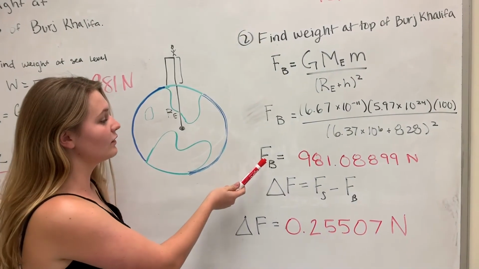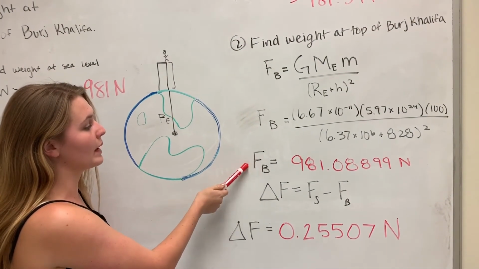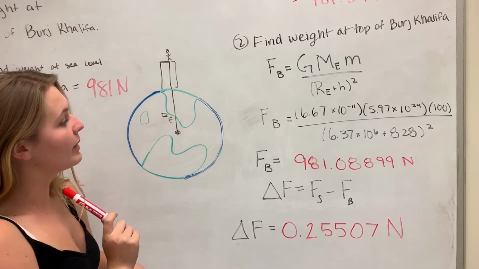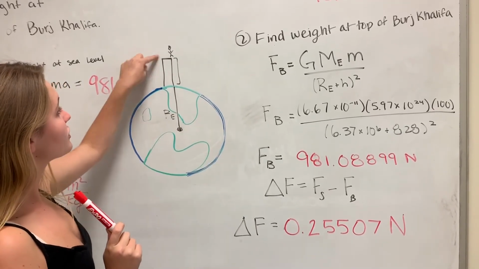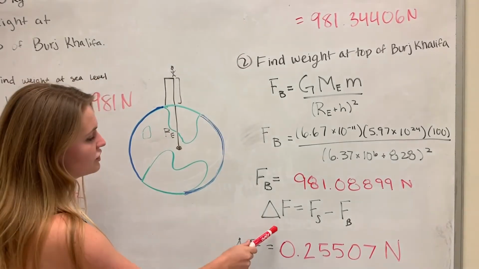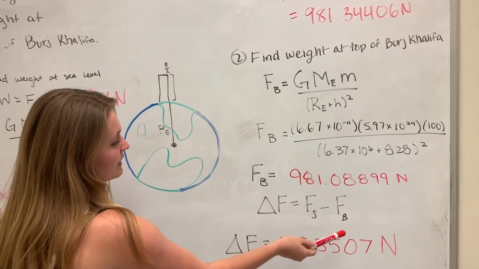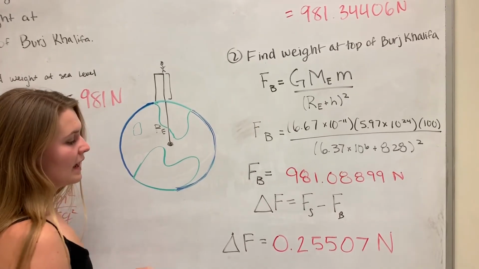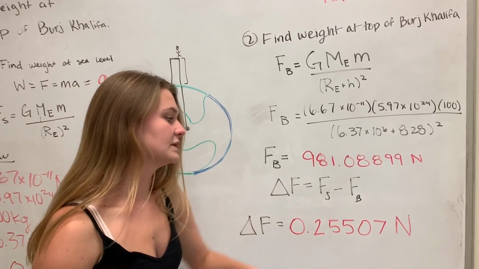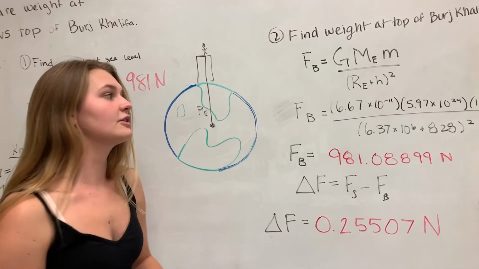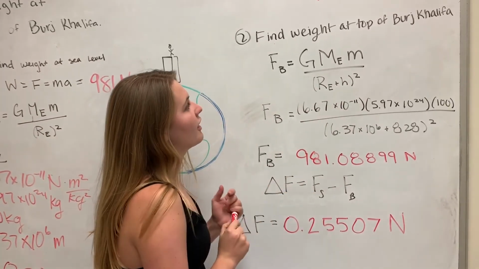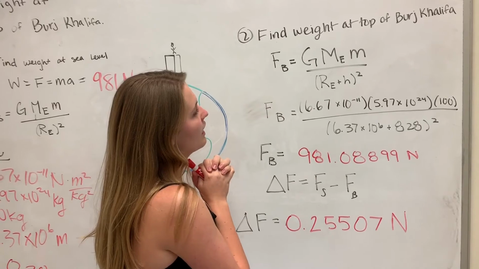Okay, so we found our new weight on top of the building, and now we're going to compare our weight on top of the building versus our weight at sea level, which is right here, by doing delta F between the two answers we got, and that comes out to 0.25507 newtons.